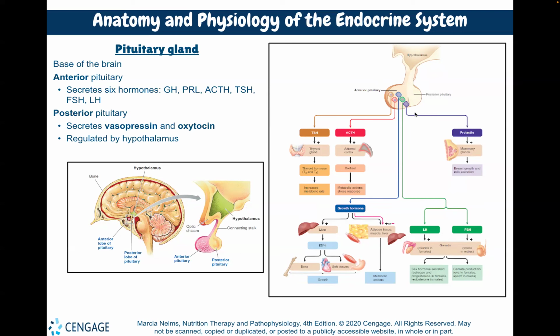On the other hand, our posterior pituitary gland secretes vasopressin and oxytocin. We talked about oxytocin in Diet 305 Nutrition Through the Life Cycle as well, because this was heavily implicated with breastfeeding and lactation.